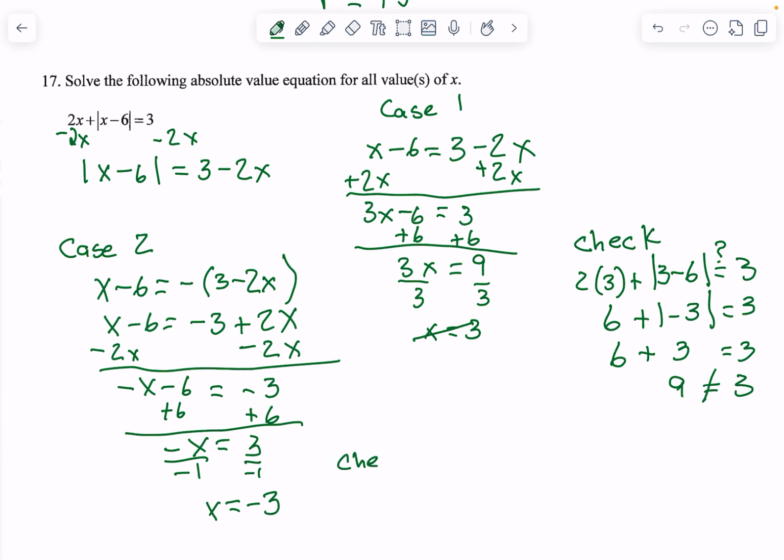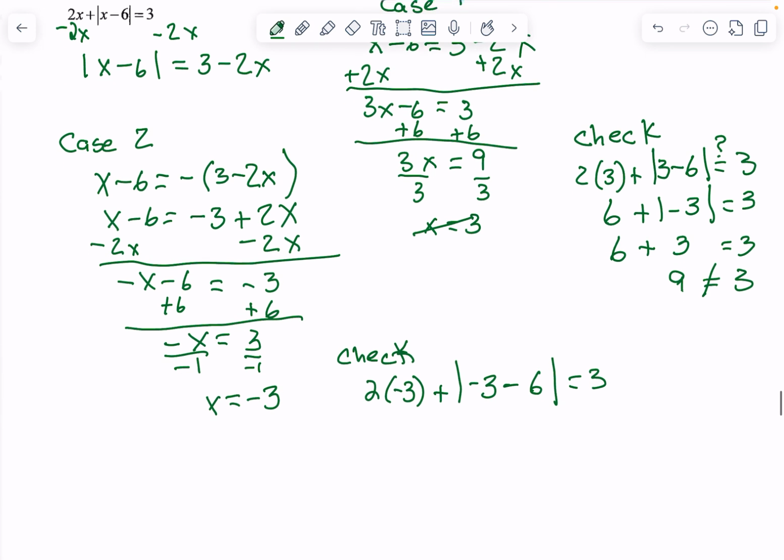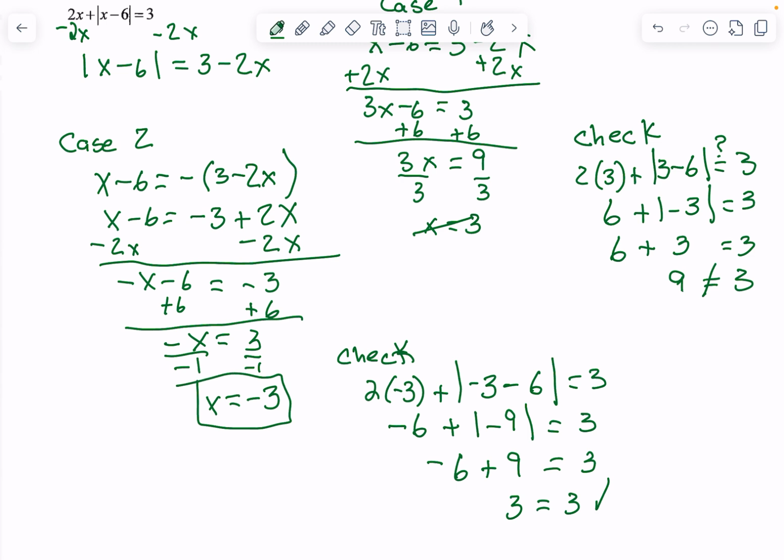So I'm going to check this one. All right, I have 2 times negative 3 plus the absolute value of negative 3 minus 6 is equal to 3. All right, negative 6 plus the absolute value of negative 9 is equal to 3. Negative 6 plus 9 is equal to 3. So 3 is equal to 3. That checks. So this is a root.